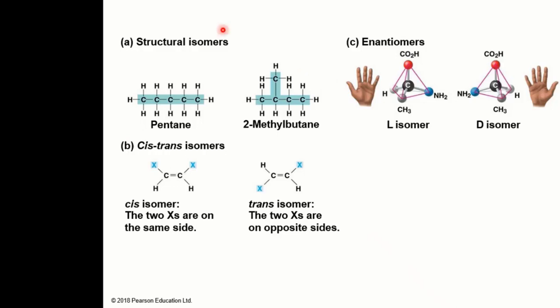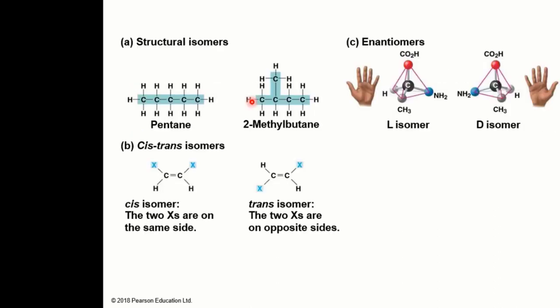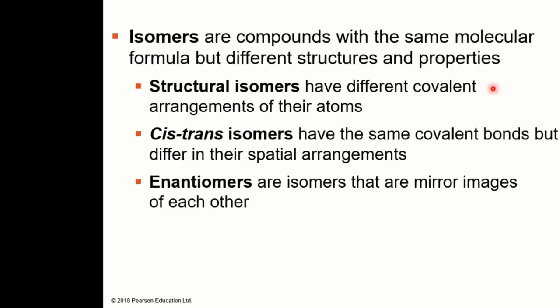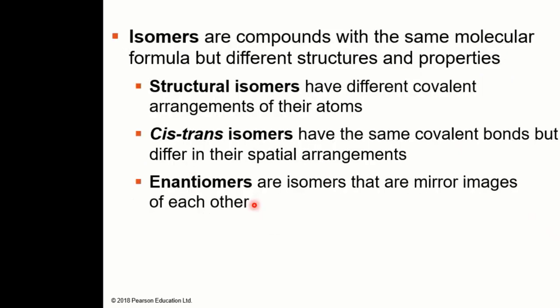this diagram. So pentane and methylbutane are structural isomers. Why? Because they have different covalent arrangements of their atoms. These ones are branched, these ones are just rings. Enantiomers, the ones we talk about, are just mirror images of each other. Then the cis-trans, what did they say? The cis-trans have the same covalent bonds, but differ in their spatial arrangement. So you find that they are covalently bonded, yes, but they differ in their spatial arrangement.